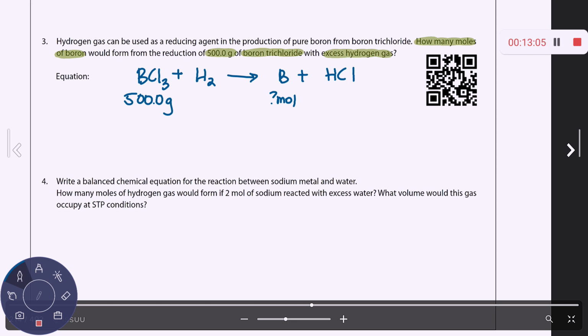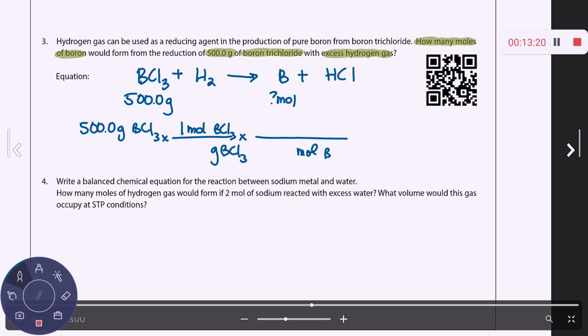So you would convert your 500 grams of BCl3 into moles by dividing by the molar mass. I'm not going to include everything, I'm just showing you. And then you're going to have the coefficient of BCl3 here, and then you'll have the coefficient of boron here, and you're done. Okay, so no need to convert from moles of B to grams of B, okay?